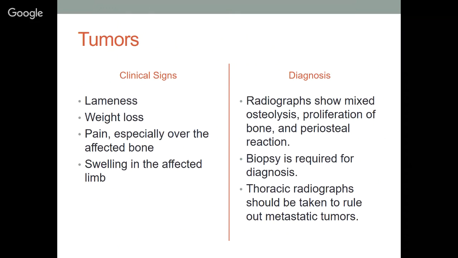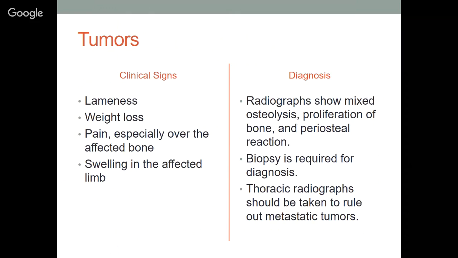So what are we going to see? We're going to see sudden lameness, typically. It will be sudden, but occasionally it will be chronic, happening over time. Weight loss, they will be extremely painful over the affected bone. And there may be some swelling, bony swelling in that affected limb.